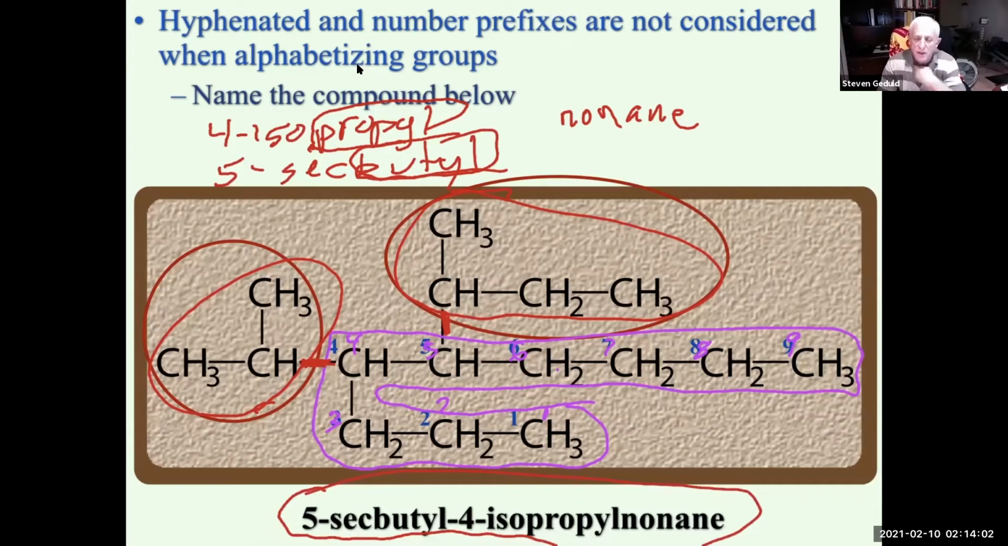Okay, so when you're doing organic chemistry, you always go backwards. So you see you have nonane, you have 9 carbons, and number 4, there's an isopropyl group, and number 5 is a sec-butyl group.